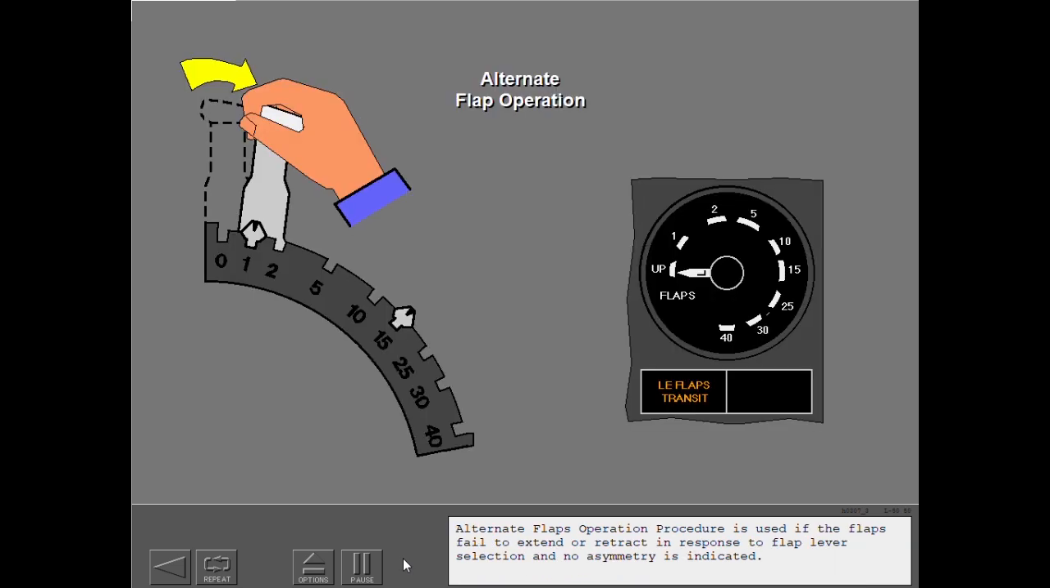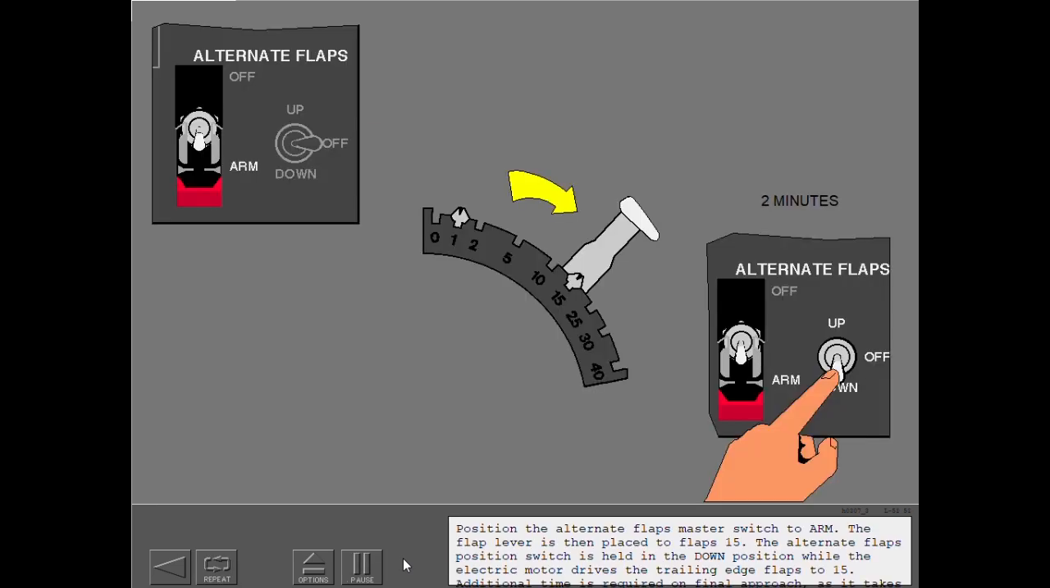Alternate flaps operation procedure is used if the flaps fail to extend or retract in response to flap lever selection and no asymmetry is indicated. Position the alternate flaps master switch to arm. The flap lever is then placed to flaps 15. The alternate flaps position switch is held in the down position while the electric motor drives the trailing edge flaps to 15. Additional time is required on final approach as it takes about 2 minutes for the trailing edge flaps to move from up to flaps 15.